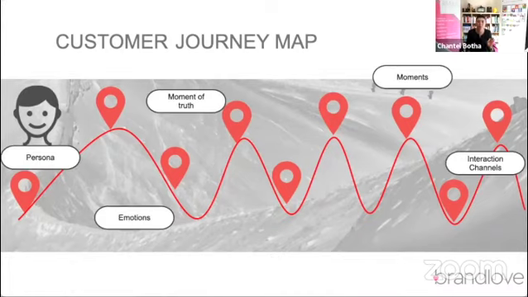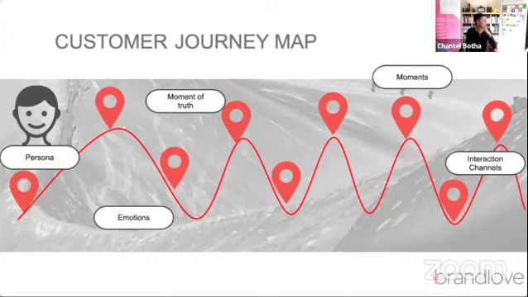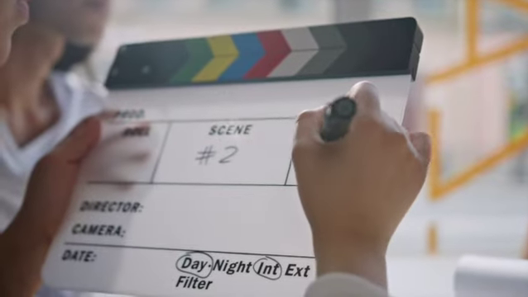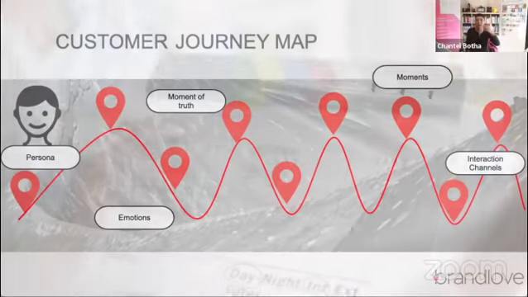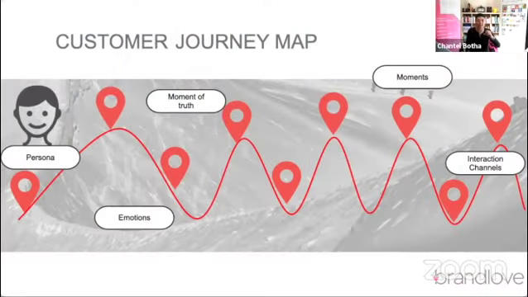All right. So what's important is that you start your journey with a persona. You focus on the emotions. You have these moments in the journey that are like the frames in a movie. See it as the frames in a movie. What happens in this moment? What happens in the next moment? And then we did speak briefly about interaction channels.